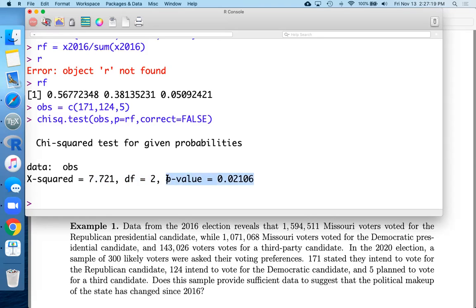And this calculates not only that, but also a p-value. Our p-value here was 0.02106. So if we had a significance of 5%, our p-value is smaller than that, so we reject the null hypothesis.